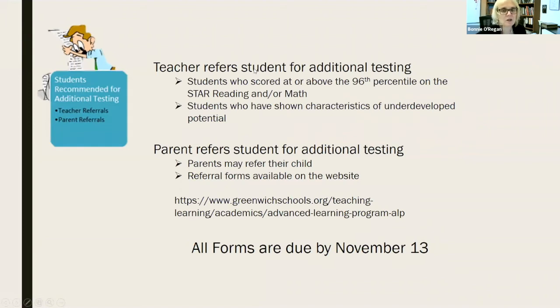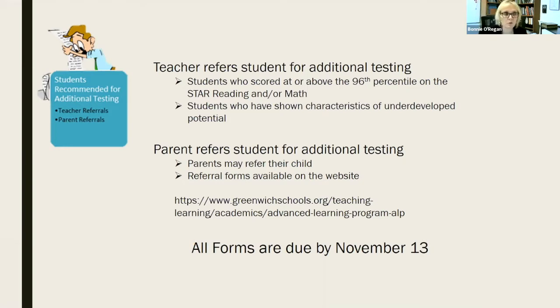So, referral phase. It starts with looking at the STAR reading and math scores that you just received at home, looking at those students who are above the 96th percentile in STAR reading or math. And then I also ask the teachers, are there any other students that did not score at the 96th percentile who show characteristics of some underdeveloped potential that they may need some enrichment outside of the classroom? Then all those emails went out to those parents, and parents are asked to refer their child because you have information about your children that we may or may not have. So you may refer your child.